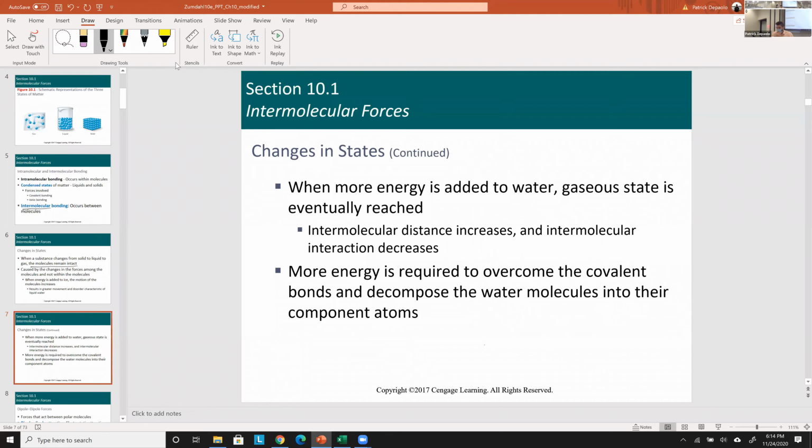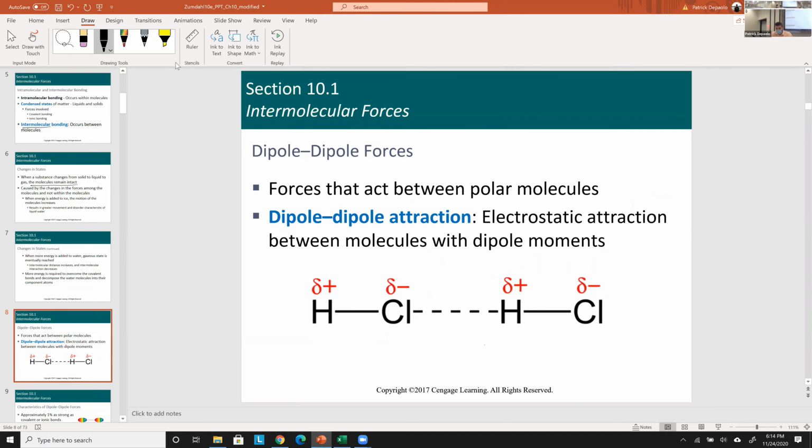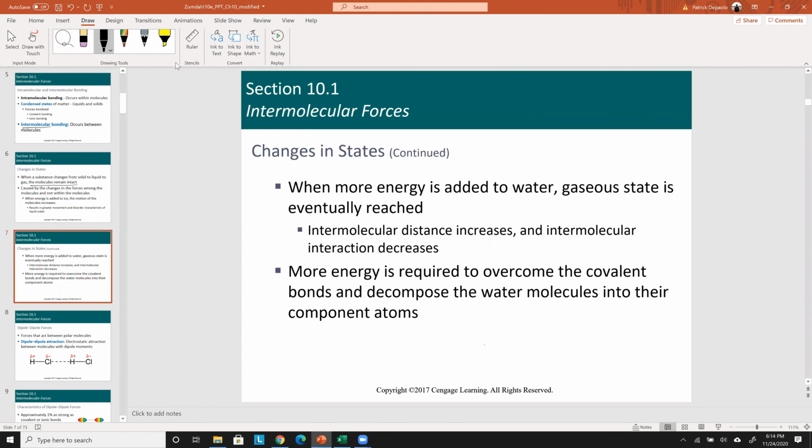Okay, so we'll be talking about how this relates to pressure also later. So when you add more energy, eventually the gaseous state is reached. More energy is required to overcome covalent bonds and decompose water into its component atoms. So basically, we'll learn how the more of these intermolecular forces you have, the higher your boiling point is going to be, and also the higher your melting point is going to be.